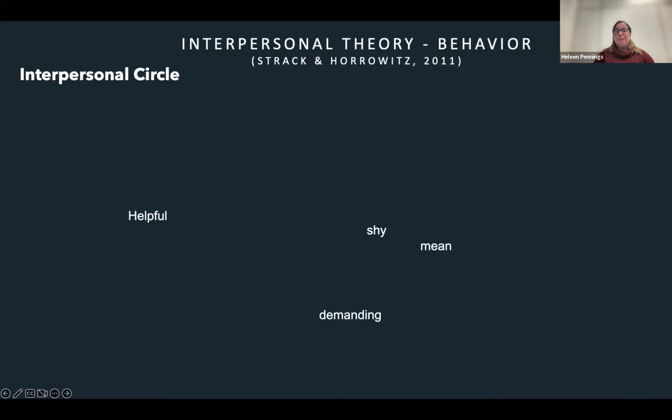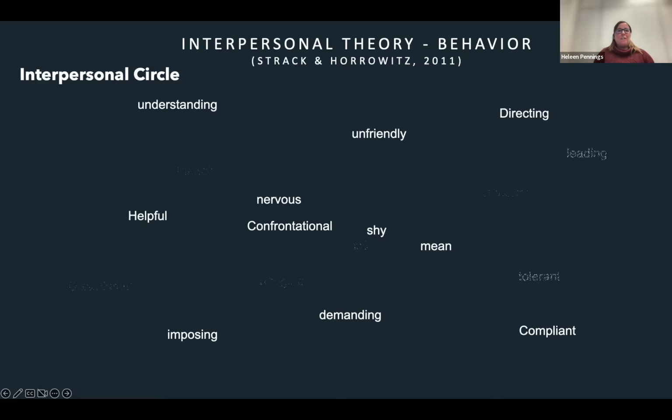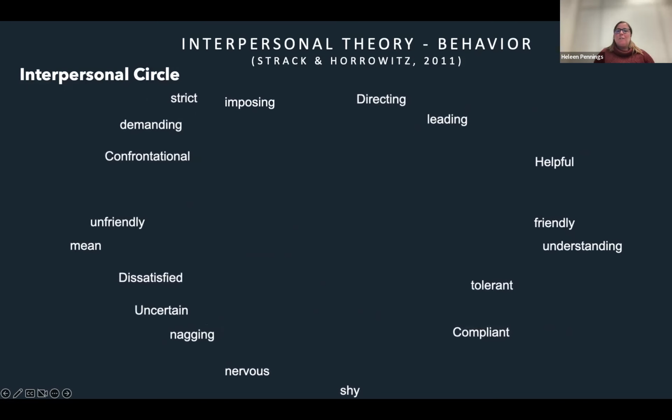Interpersonal behavior: people cannot not communicate when they are together in the same room. It doesn't have to be verbal; non-verbally people can also communicate with each other. There are a lot of words that can be used to describe how a person is behaving interpersonally. These are a few examples. According to interpersonal theory, these behaviors can be ordered along a circle, with similar words closer together and opposite words further apart. Friendly and mean are very far apart, but friendly and understanding are very close to each other.